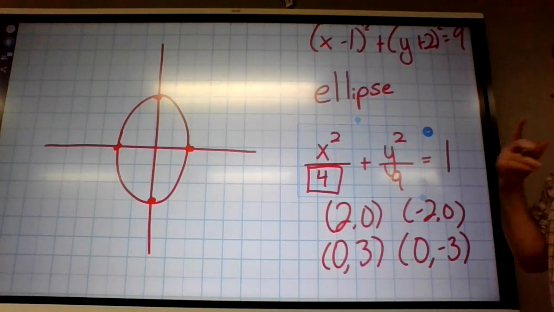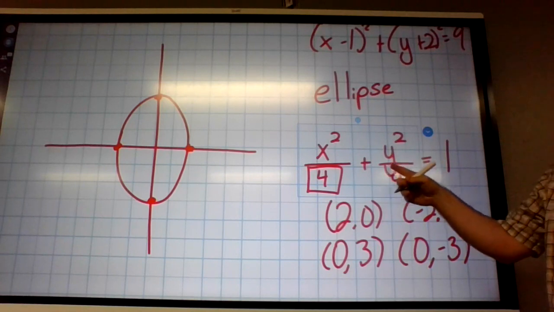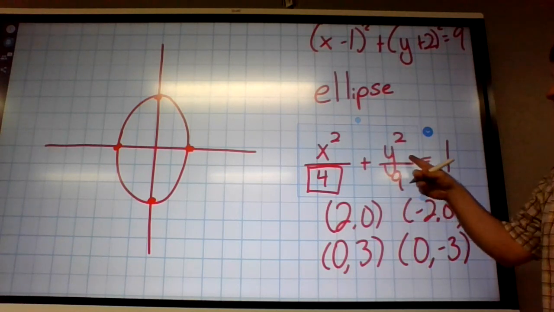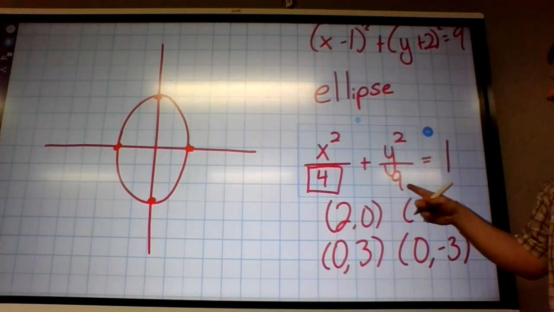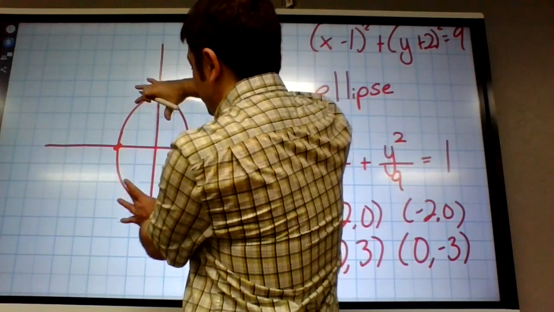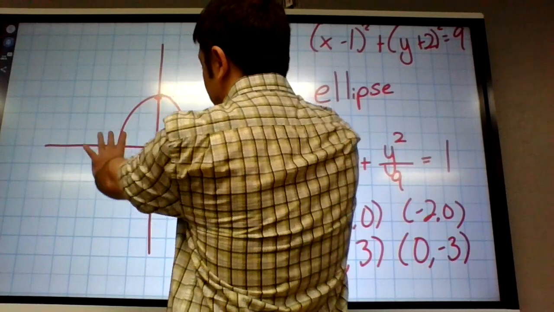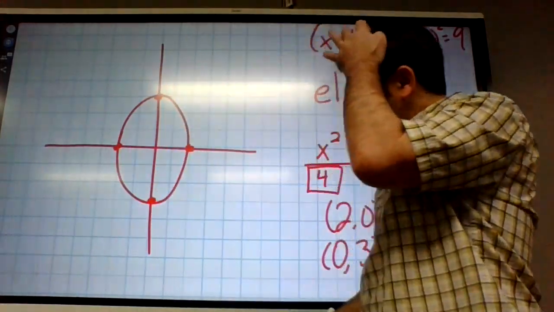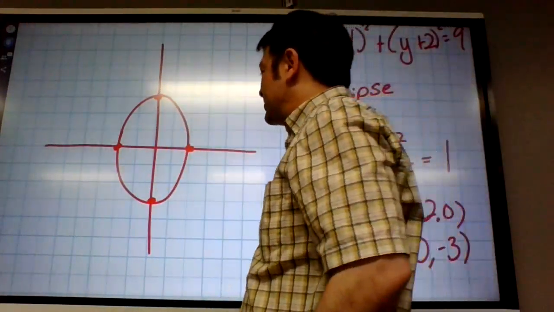Whichever has the larger denominator makes that the major axis. So on this one, the y has the larger denominator, so it's stretched longer along the y-axis than it is along the x-axis. Okay, the major axis has.